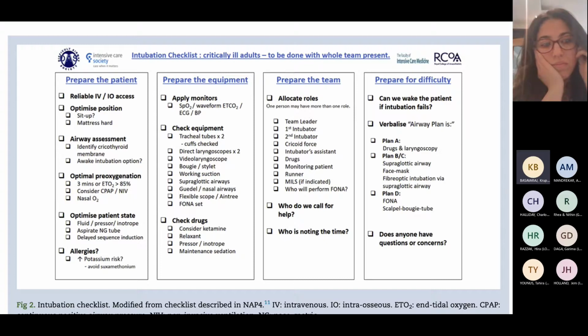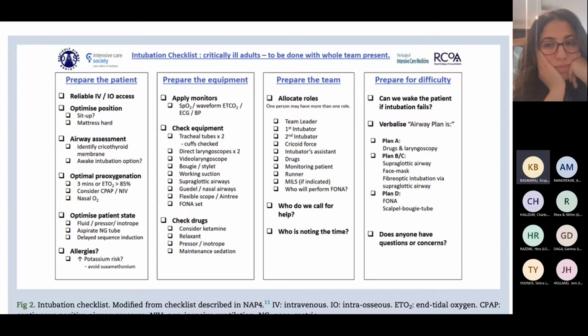But when we say prepare the patient, obviously you need to have a very reliable access. Not often in the emergency department can you find that kind of a reliable access. Even intraosseous, if cardiorespiratory arrest is inevitable, you can use that. Try and optimize the position. Sit up, make sure you try and get that sniffing air kind of position to align your oral axis, pharyngeal axis, and laryngeal axis in line so that you can see where your laryngeal inlet lies. Use a hard mattress. On airway assessment, identify the cricothyroid membrane as a contingency plan.